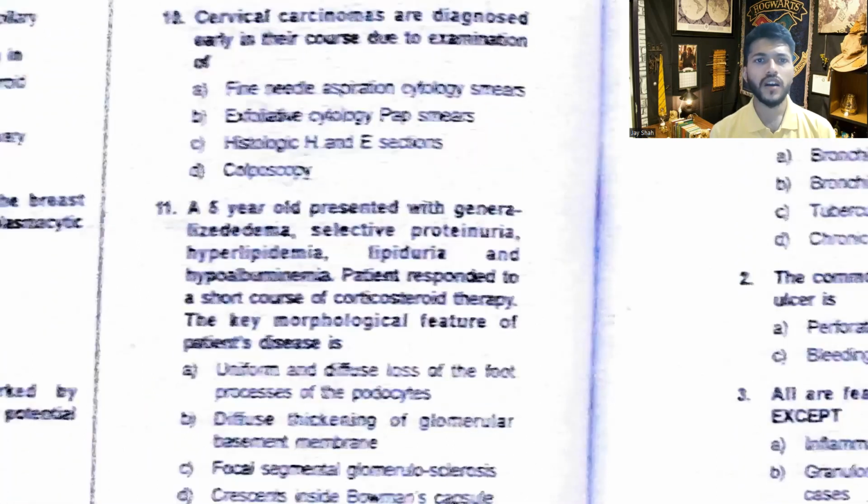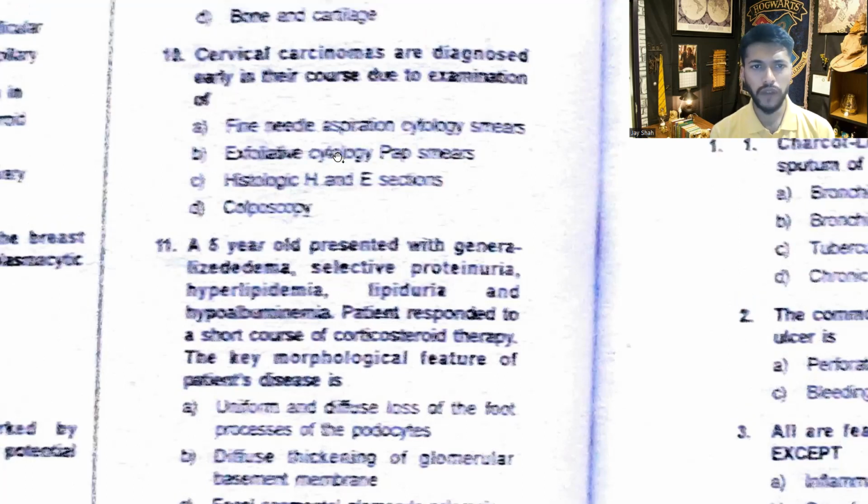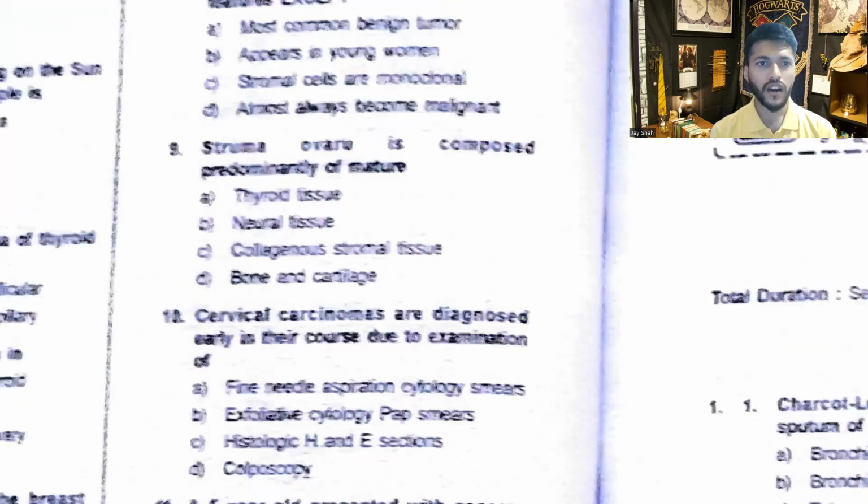Right. Cervical carcinoma diagnosed early, so screening test they are asking. Screening test is Pap smear. Pap smear is basically your exfoliative cytology. So the answer is B. Exfoliative cytology, Pap smears. Struma ovarii is a trick question. Struma ovarii generally has thyroid tissue. It does not have stromal tissue. It is thyroid tissue. Struma ovarii is not collagenous. It is thyroid. Right.